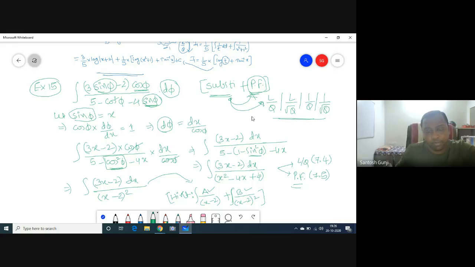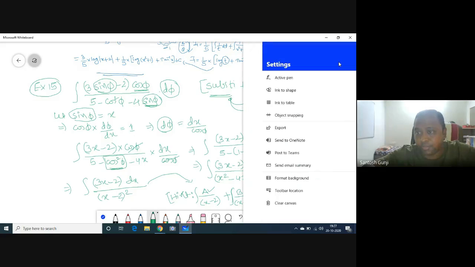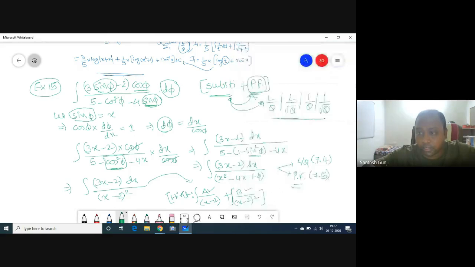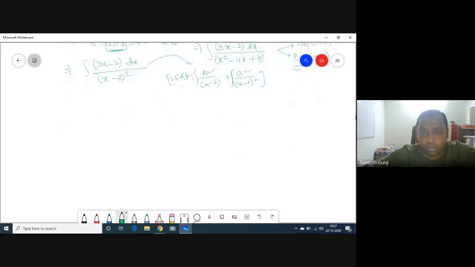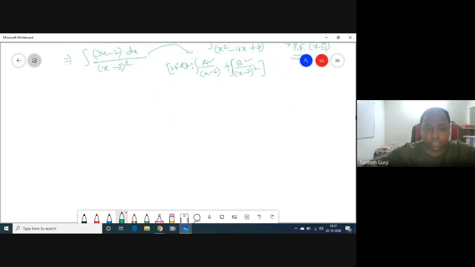So this is example number 15. Now as the last question of today's discussion, that is example number 12, I would like to take example number 12. Only in the beginning you required some guidelines. That's why I'm taking this question purposely. So I'm taking the next question.